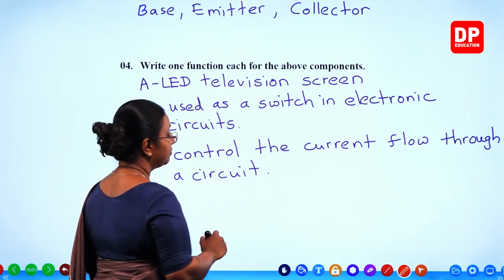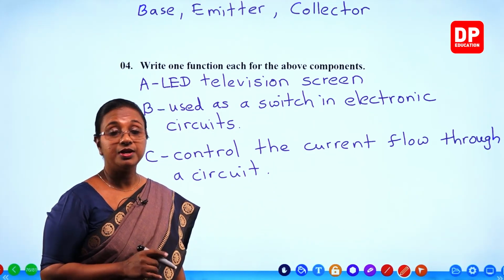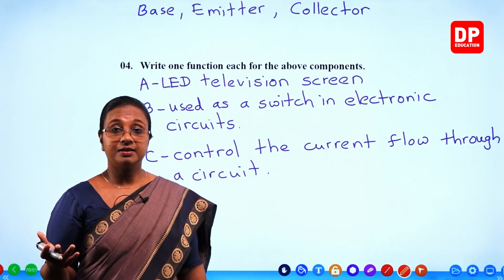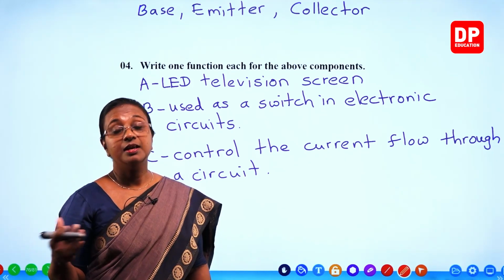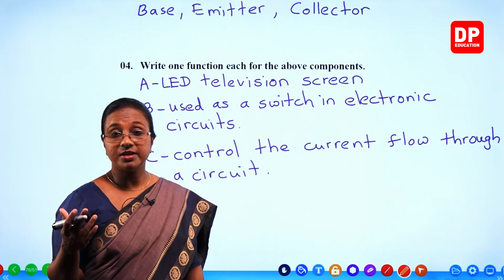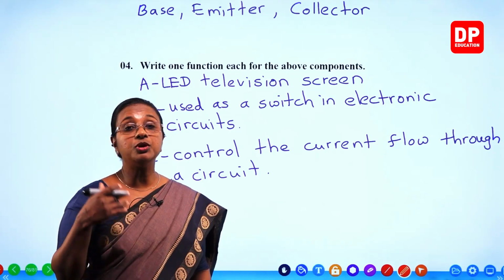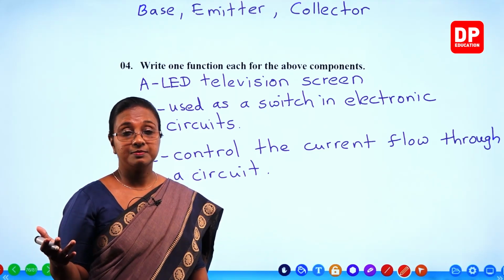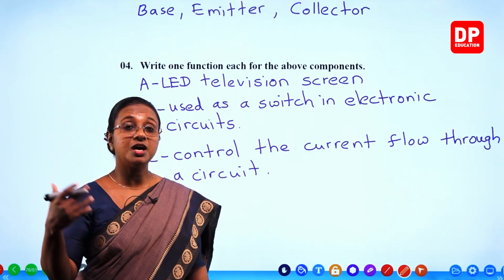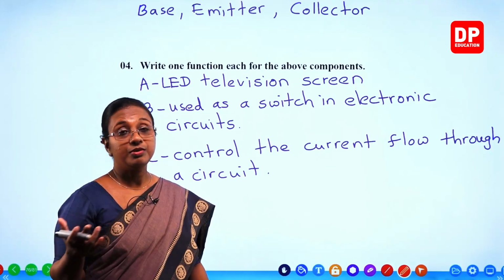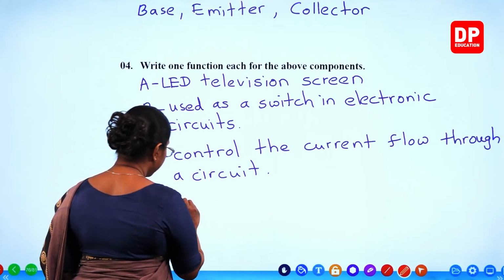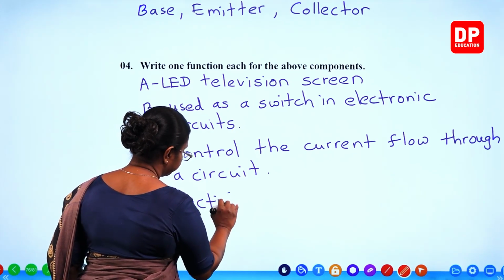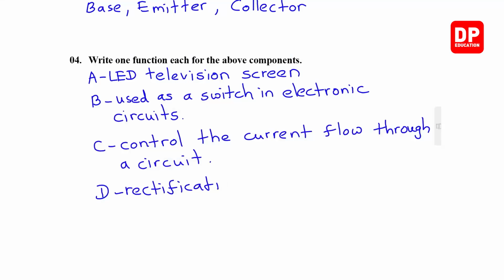And then D, you can remember, is the diode. Diode: rectifying current, alternating current to direct current. Then to protect electronic devices from being damaged due to incorrectly connected terminals. Then PN junction diodes as solar cells. So you can write any function. I will say rectification of current.